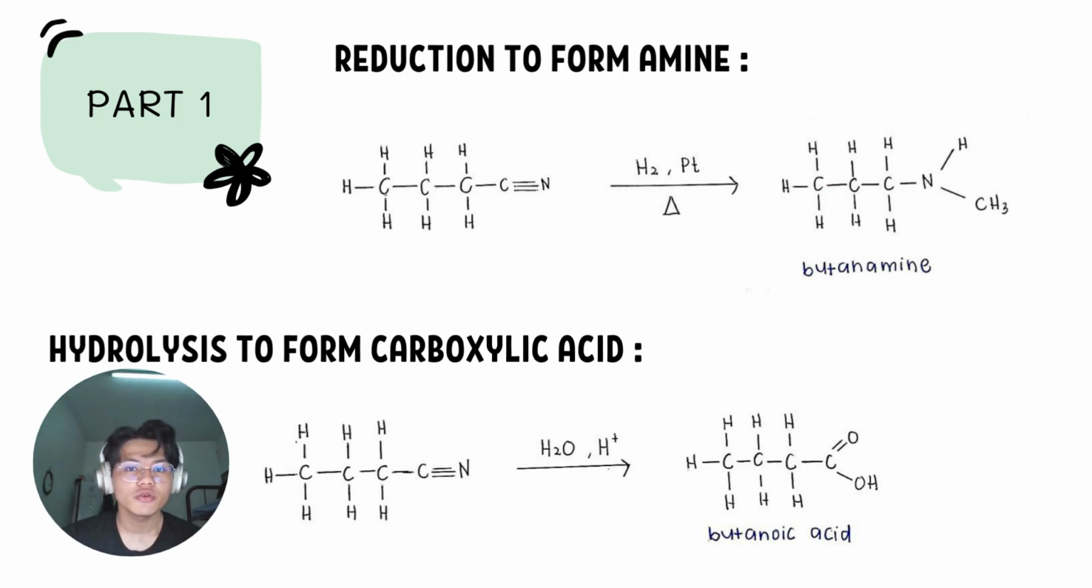Reduction of compound B to form amine. Compound B, which is butanenitrile, undergoes reduction, reacting with hydrogen, platinum, and heat, and it forms butanamine. And then the hydrolysis of compound B to form a carboxylic acid. Compound B, butanenitrile, undergoes hydrolysis with water, H2O, and hydrogen ion to form butanoic acid, as you can see in the figure.